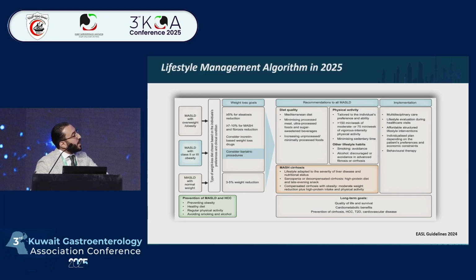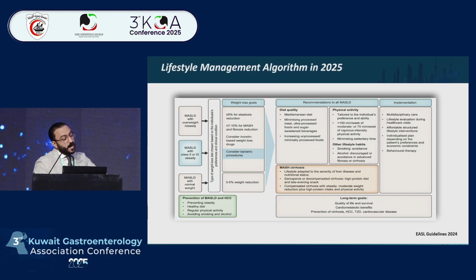who have MASLD and overweight, the recommendation, especially if they have fibrosis, is to lose 7 to 10% of their weight for fibrosis reduction. If they have only steatosis, 5% of their weight is enough. If the patient has MASLD and obesity class 2 or 3, always think of your GLP-1 agonists, Mounjaro, Ozempic, and bariatric surgery. This is my advice, and the international advice.